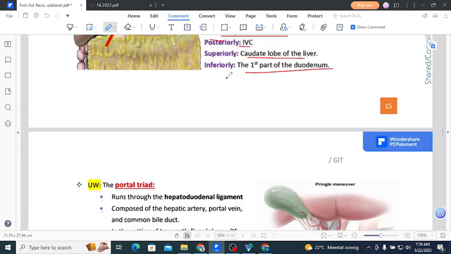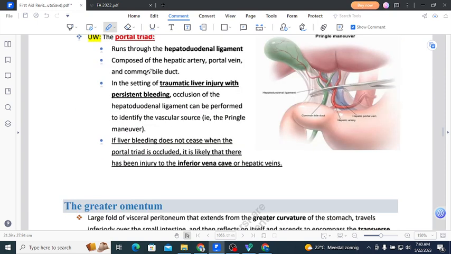Moving forward to the next point, that is about the portal triad. There is a UWorld point about that. It runs through the hepatoduodenal ligament, composed of the hepatic artery, the portal vein, and the common bile duct. In the setting of traumatic liver injury with persistent bleeding, occlusion of the hepatoduodenal ligament can be performed to identify the vascular source. It is called the Pringle maneuver. You must remember that if the liver bleeding does not cease when the portal triad is occluded, it is likely that there has been injury to the inferior vena cava or hepatic veins.